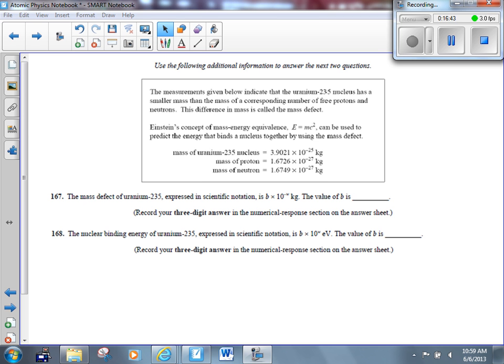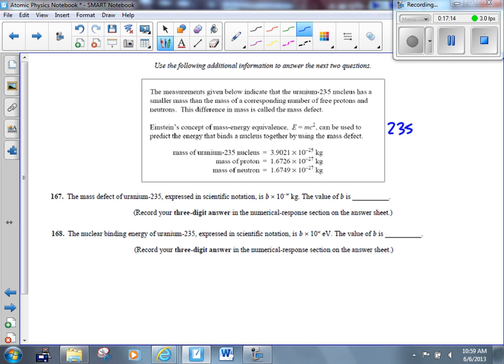It goes on to say that Einstein's concept of mass-energy equivalency, E equals mc squared, can be used to predict the energy that binds the nucleus together by using the mass defect. They're giving us some masses here, in kilograms, not atomic mass units. We want to find the mass defect of uranium-235. You have to recognize how to find a mass defect by subtracting, and how many protons and neutrons are in uranium-235. It has a mass number of 235.